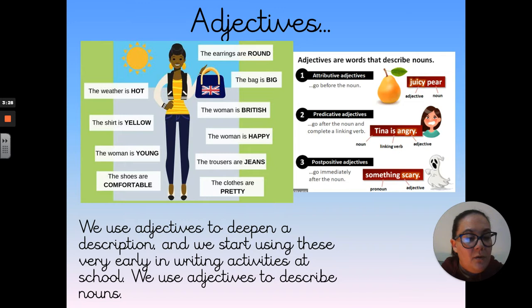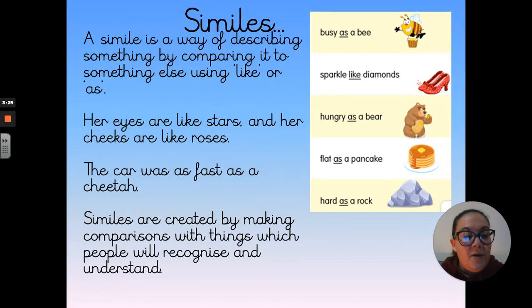So adjectives, we're an absolute whiz at those, so we're not going to focus upon those today, but we know that within our writing they make our descriptions better. So let's have another look. Let's go a little bit further.